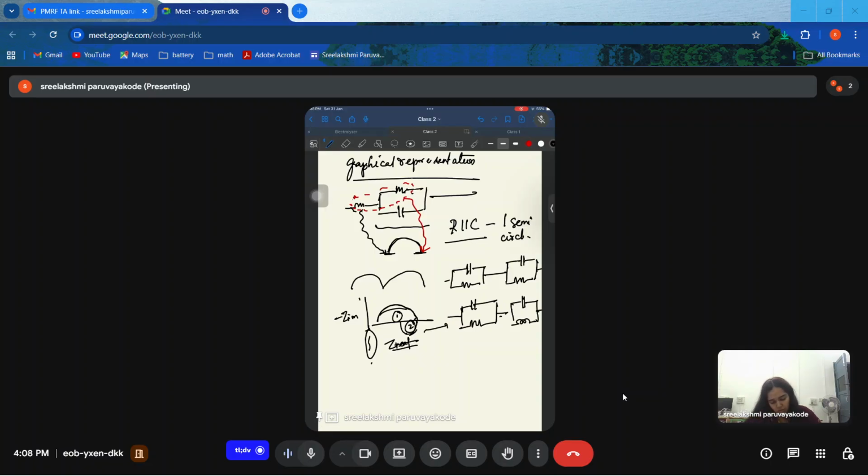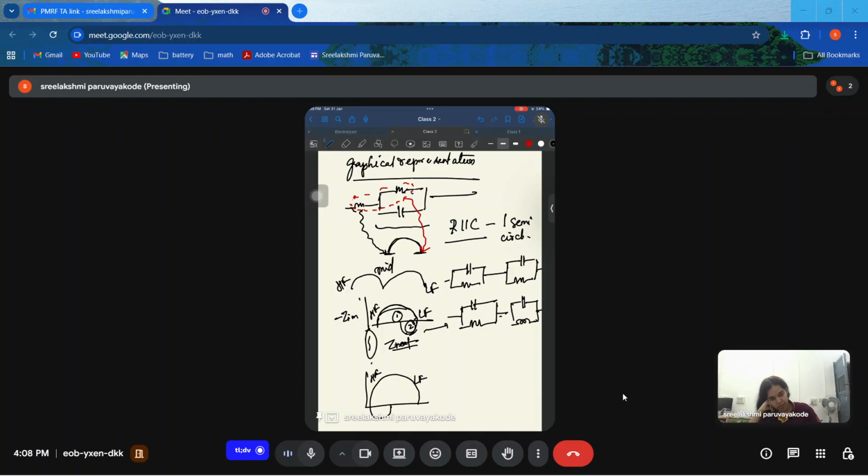Now, we know we start at high frequency and go to low frequency. This is high frequency, this is low frequency, this is mid frequency. Now, what if I get an inductive loop at the high frequency regime? This is high frequency, this is low frequency. What if I get an inductive loop in the high frequency regime?